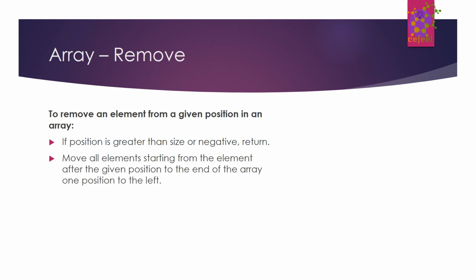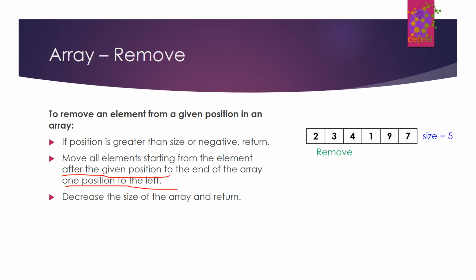Otherwise, what we do is we move all elements, starting from the element after the given position to the end of the array, one position to the left. So which means starting from the element which we want to delete, we will overwrite it by the next element, and then we will keep doing it till the end of the array. So at the end, the size of the array will also get decreased because we have deleted one element of the array.